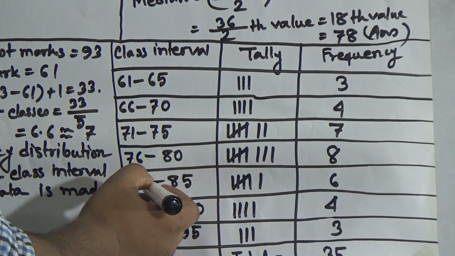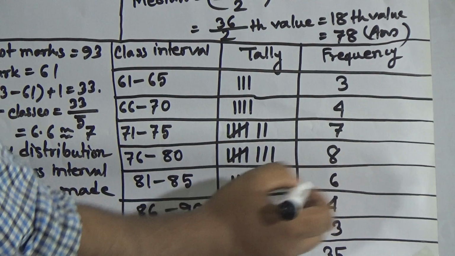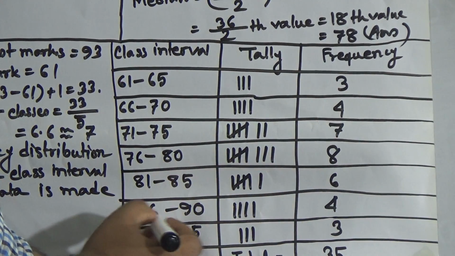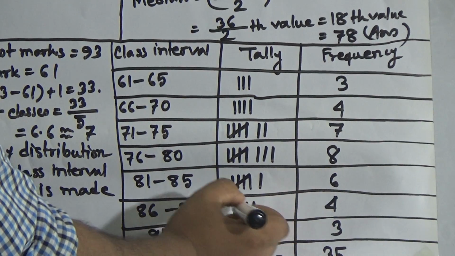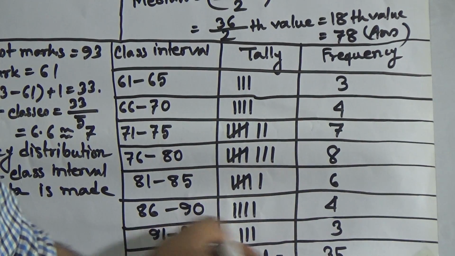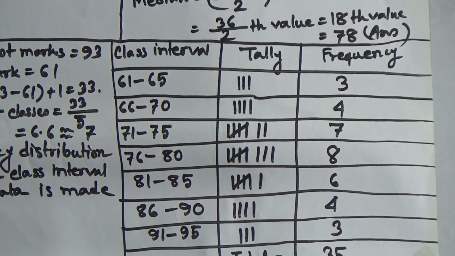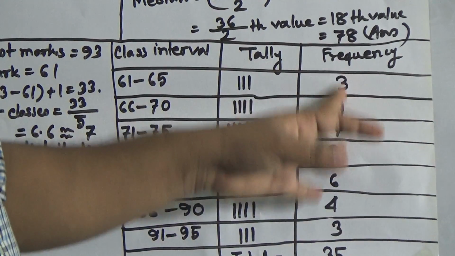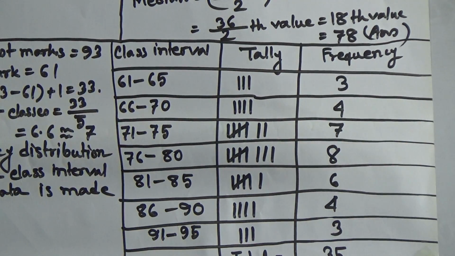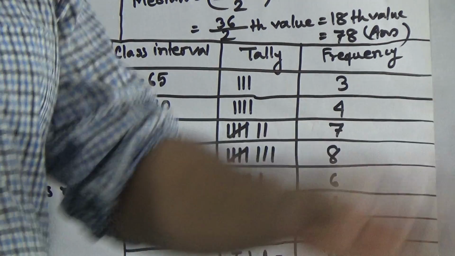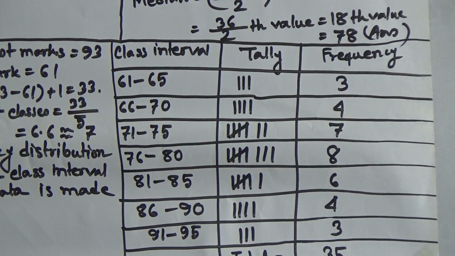Then 81 to 85, 6, and we write 6 here. 86 to 90, 4, this 4 is drawn here. 91 to 95, 3, these 3 sticks are drawn here. Now we count this frequency. If the addition of this frequency is 35, then you see your answer is right. But if it's less than 35 or more than 35, then it will be wrong.